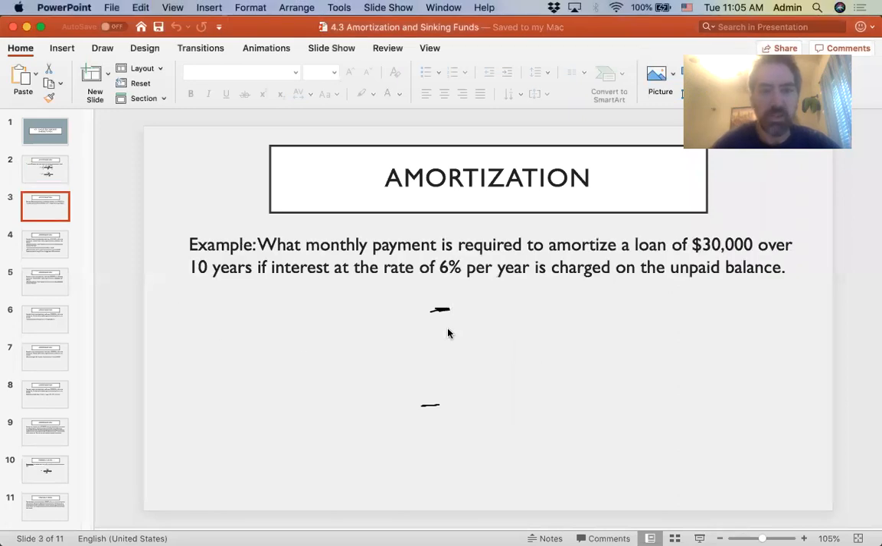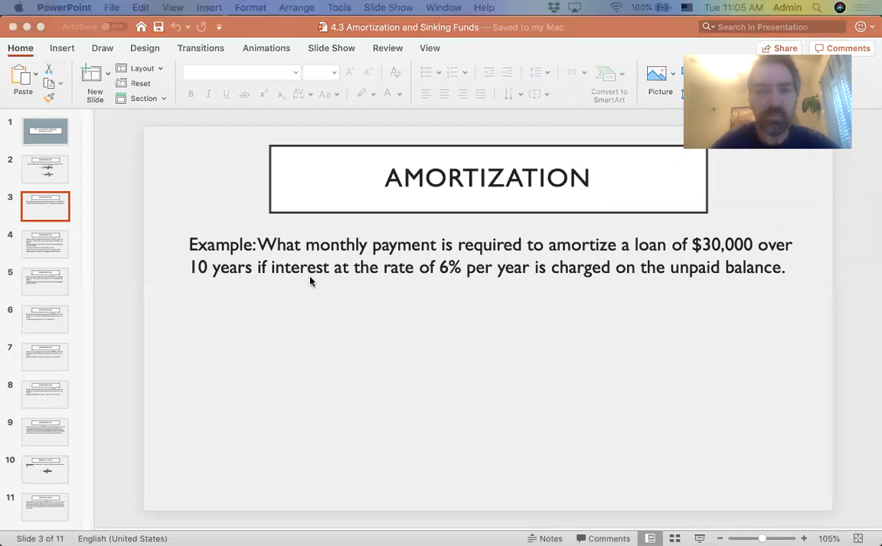All right, so we can jump into some examples. What monthly payment is required to amortize a loan of $30,000 over 10 years if interest at the rate of 6% per year is charged on the unpaid balance? So we are determining the monthly payment.